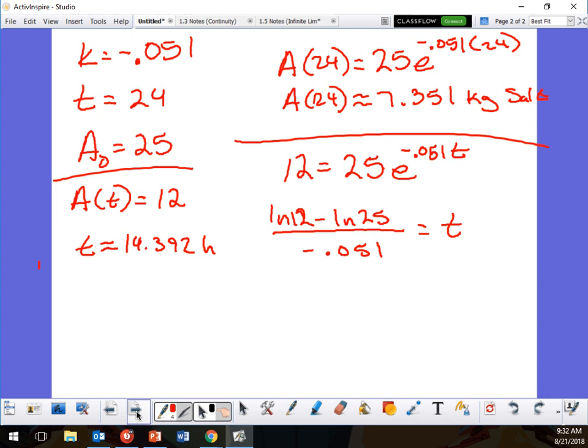Let's say on the AP test, it's the no calculator portion. Could that just be my answer? Yeah. Natural log 12 minus natural log.